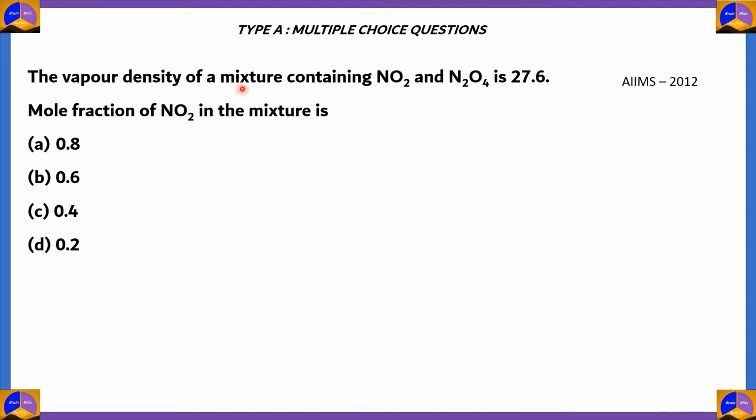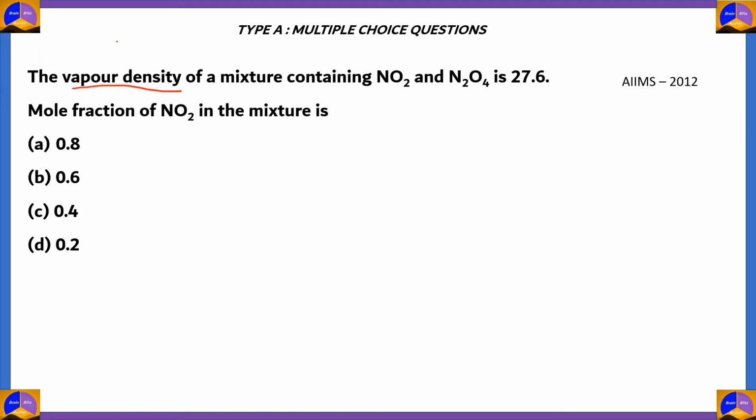The vapor density of a mixture containing NO2 and N2O4 is 27.6. The mole fraction of NO2 in the mixture is. How do we start doing this question? Any ideas? Well, here's one. Let's define vapor density first.